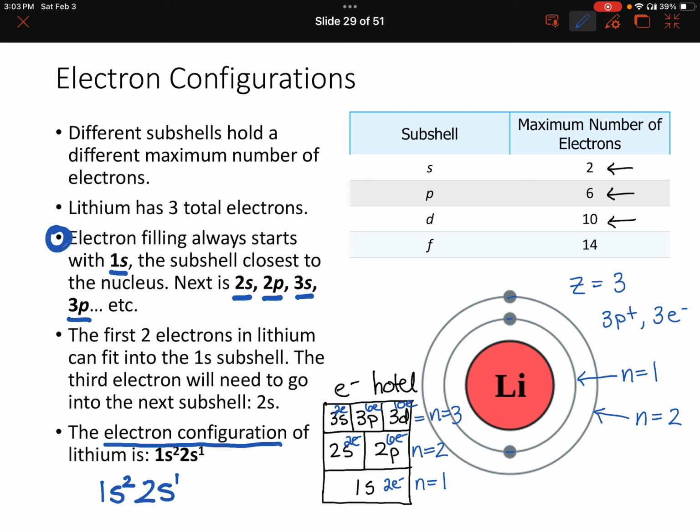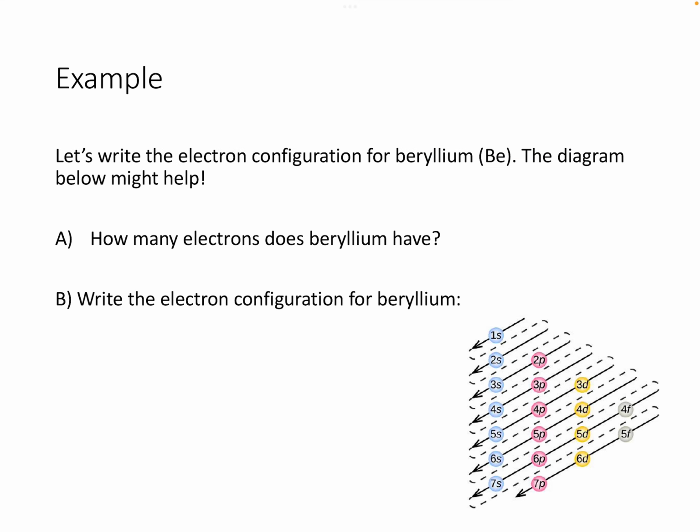All right, so let's look at another example other than lithium. So let's go to beryllium, which is the next element after lithium. So on your periodic table, try to find beryllium and figure out how many electrons beryllium has, and then try to write the electron configuration for beryllium. So you can pause the video, and when you're done, we'll go over it together.